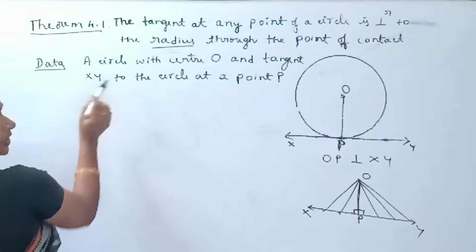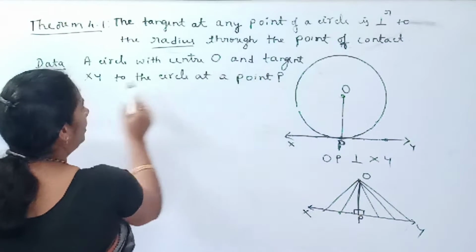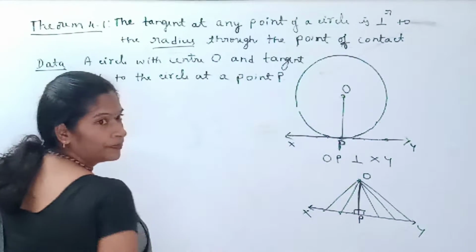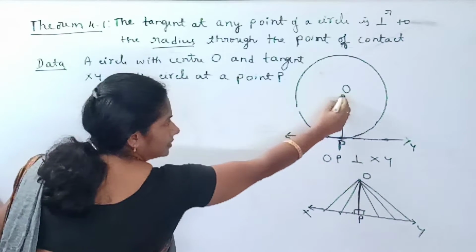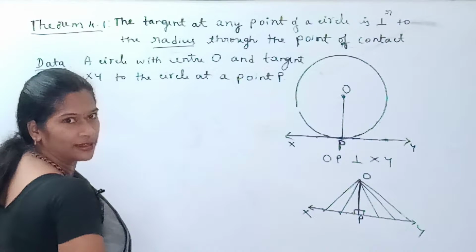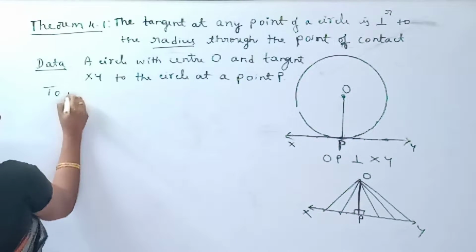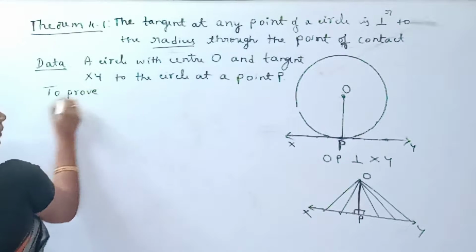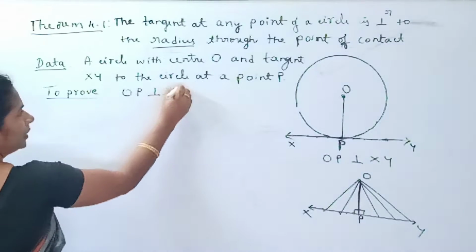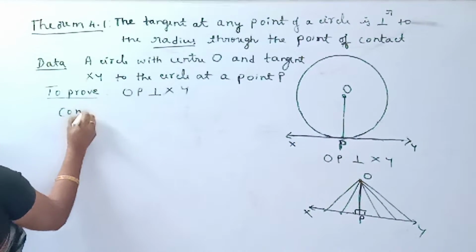First we have to write the data. What is the data? A circle with the center O and tangent XY to the circle at a point P. This is the point of contact. Next step after data, you should write what to prove. OP is perpendicular to XY, we have to prove. To prove this we need a construction.